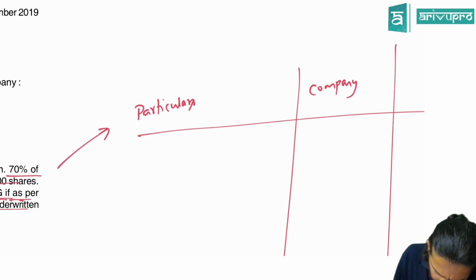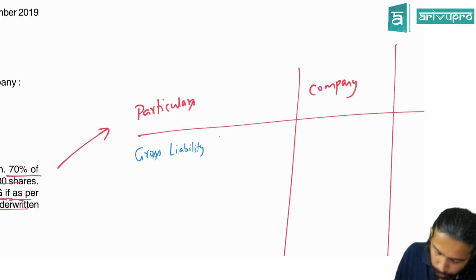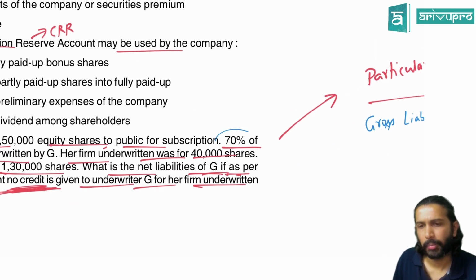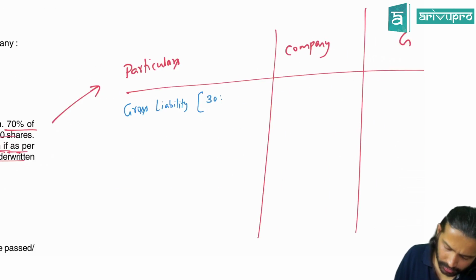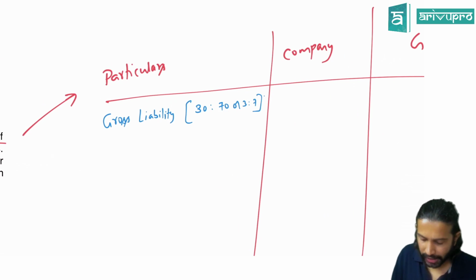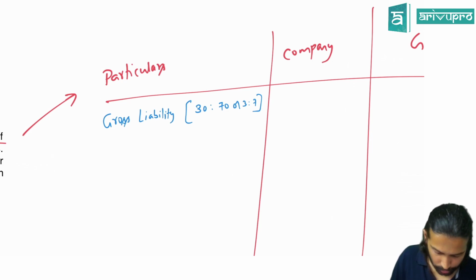So first, what do we take? Gross liability. Yes. So company's responsibility is how much? If underwriter's responsibility is 70%, means company's responsibility will be 30%. That means can I say the ratio is 30:70 or can I call it as 3:7? They are sharing the responsibility in that ratio. Yes.